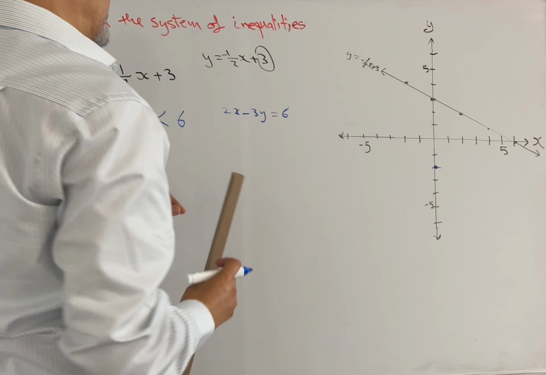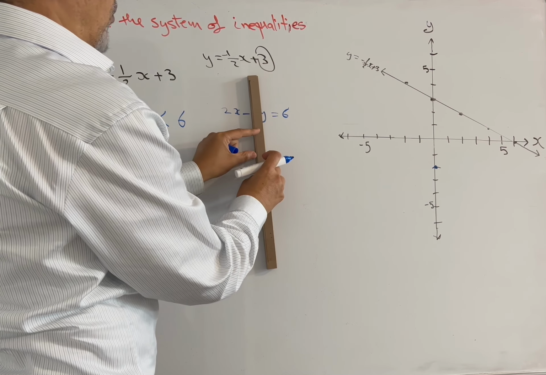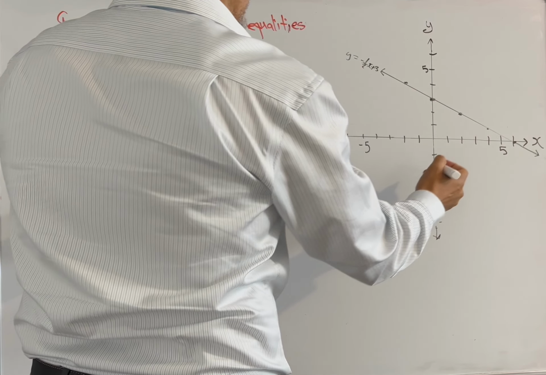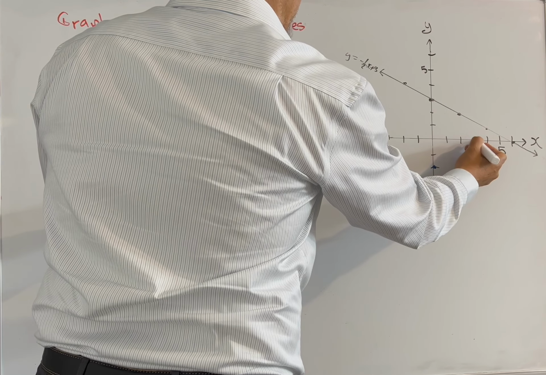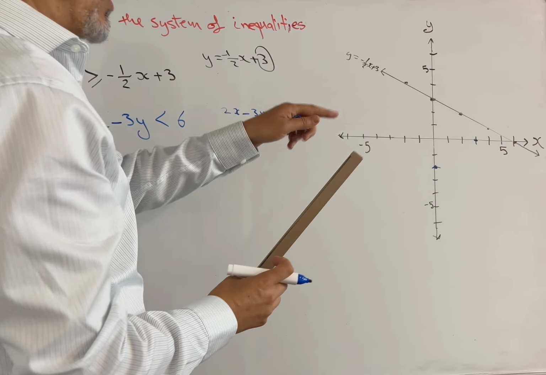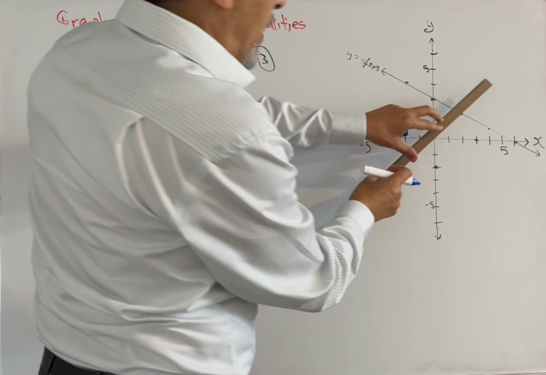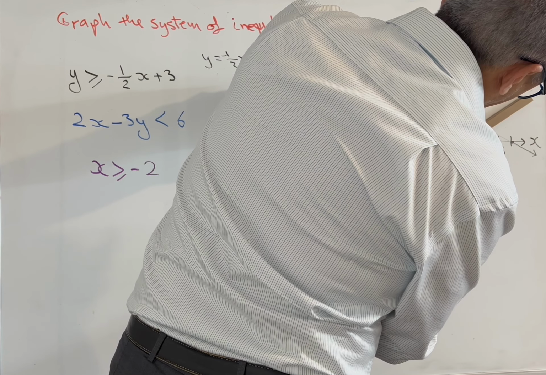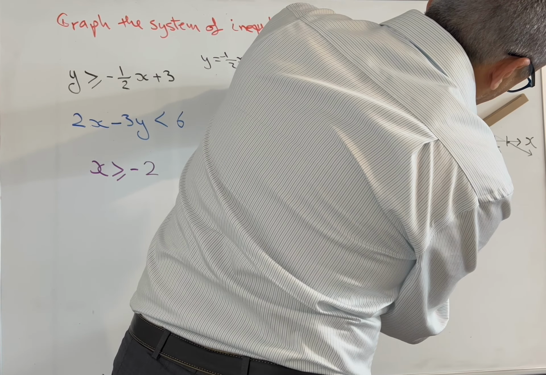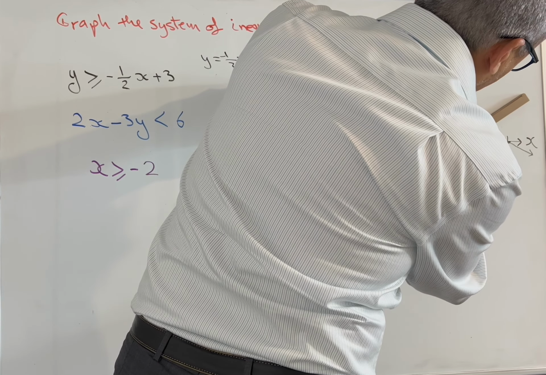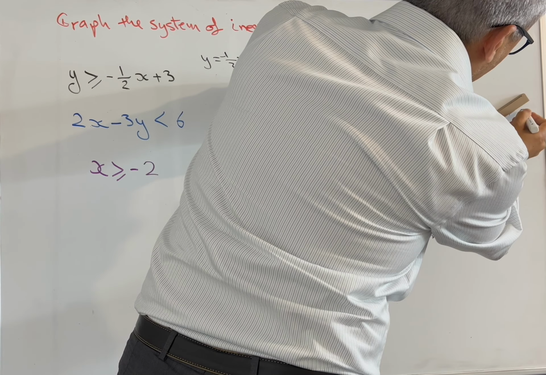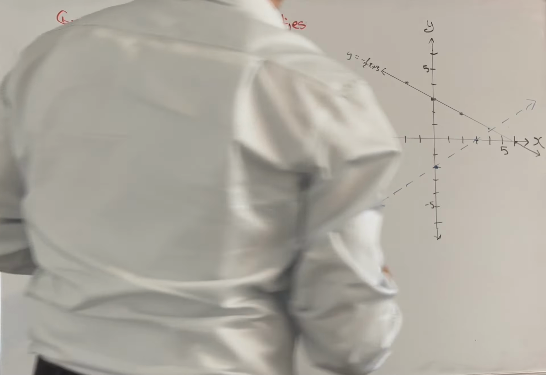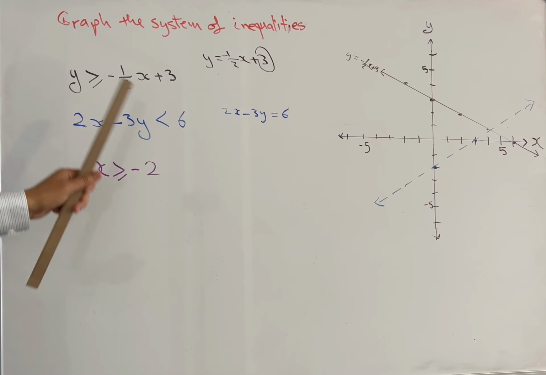Also, we want to find the x-intercept by making y 0, and if we make y 0 here, we have 2x equals 6, and therefore x equals 3, which is right here. Just from having these two intercepts, I could go ahead and graph this line. However, this line is going to be a dotted line, and the reason is because your inequality sign here doesn't have an equal sign.